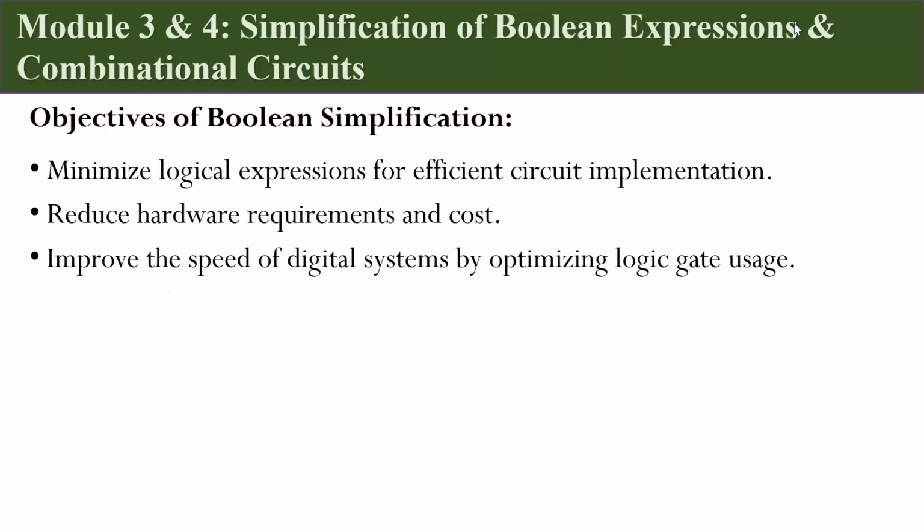Number two is to reduce hardware requirements and cost, okay? So if you are cutting the number of hardware that you need, in place of using 20 AND gates, you now end up using just 2 AND gates. Of course, you have reduced the number of hardware that you'll be using, and you have also reduced the cost associated with it, okay? It also helps us to improve the speed of digital system by optimizing the logic gate usage. So it brings about optimization, it brings about cost cutting, and it brings about efficiency in circuit implementation. So please take note of that.